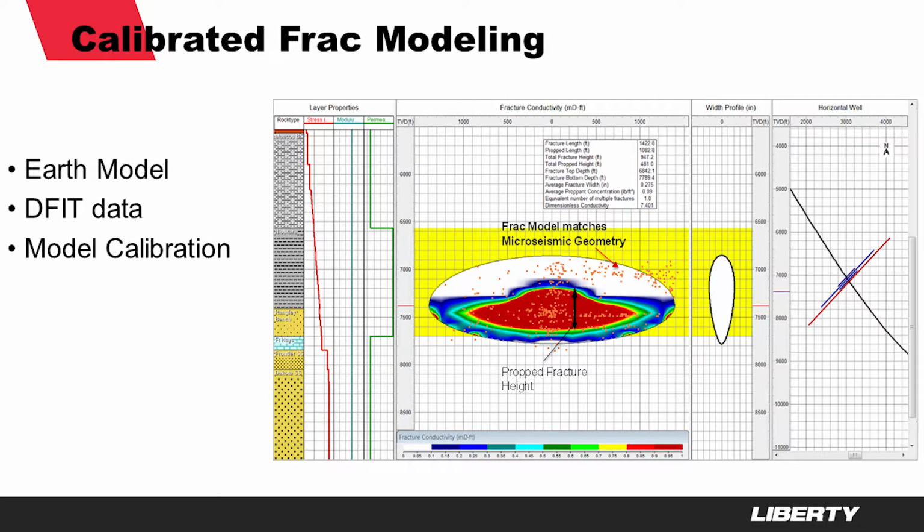Calibrated frac modeling entails setting up an earth model with geomechanical properties such as stress, Young's modulus, Poisson's ratio, but then also calibrating that information with DFIT data, and then doing the frac model calibration with that.